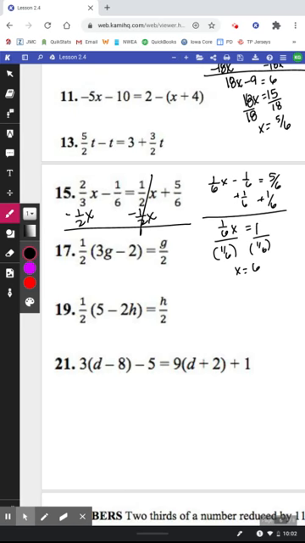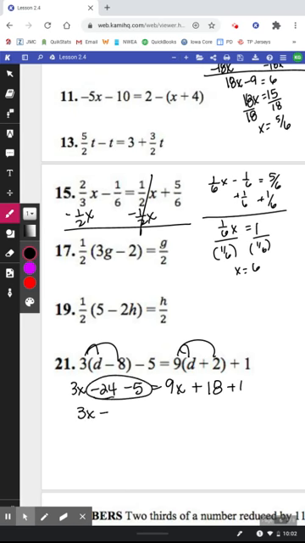So on this side, same thing. When I distribute, I get 3x minus 24 minus 5 equals 9x plus 18 plus 1. So first I'm going to combine like terms on the same side of the equals, so I do not want to change their signs. So over on the left I have 3x minus 29, and then on the right side I have 9x plus 19.